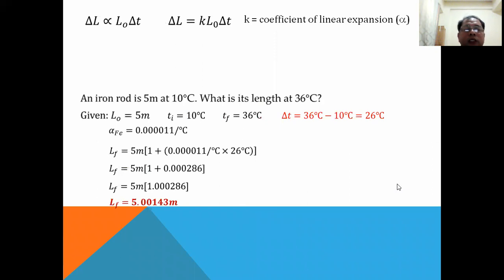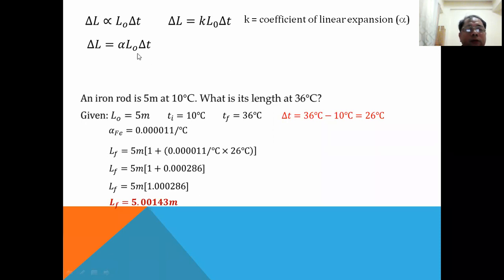So if we make it into an equation, then we replace the proportionality sign with a constant k. And usually this k is changed into an alpha symbol. So this symbol over here, we call this the alpha symbol. The alpha symbol is equivalent to k, and again, we call it the coefficient of linear expansion, in Greek symbol alpha. So two factors again that affect the change of length.